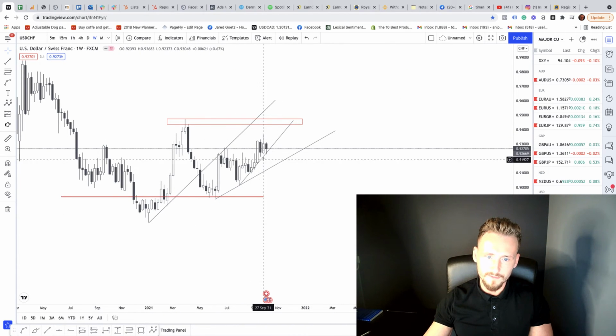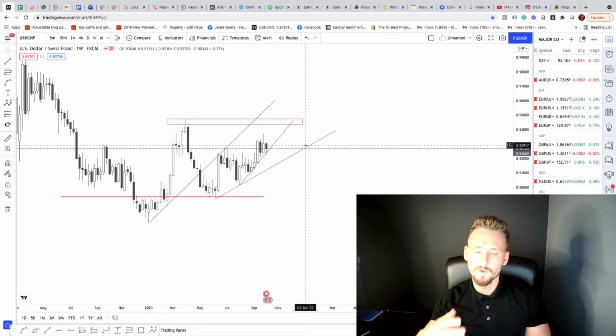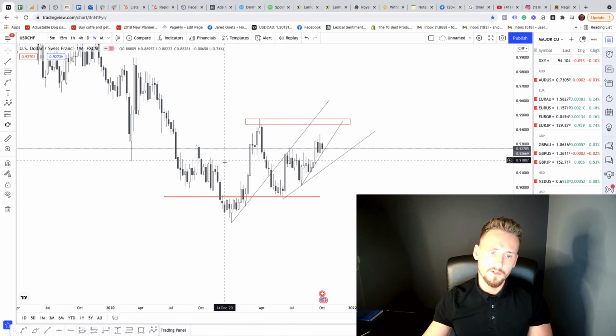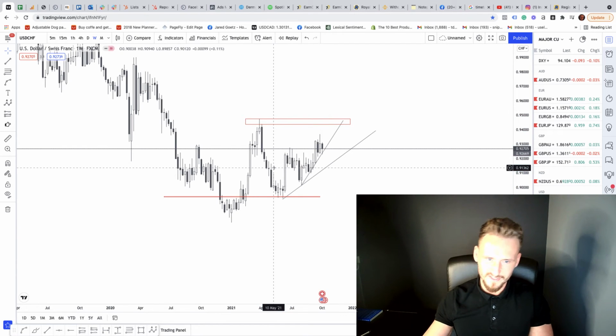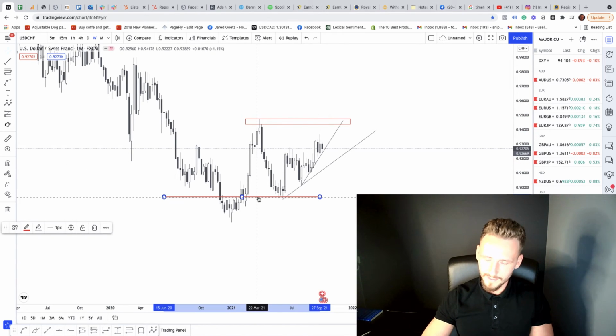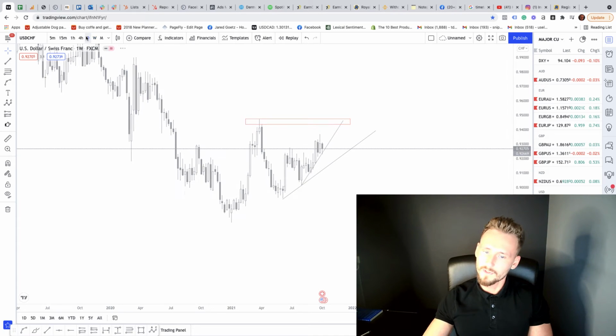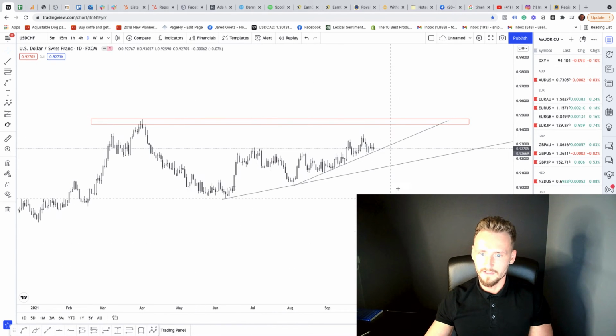Okay, so we had this little trend line here that you'll be able to see better on the 4 hour and the hourly, but it's just to give you a good understanding of what we're looking at right now. The price action on US dollar Swiss is a little bit choppy. I'm not really liking it too much, to be honest, but if we go down to the lower time frames, maybe there's something that we might be able to see.